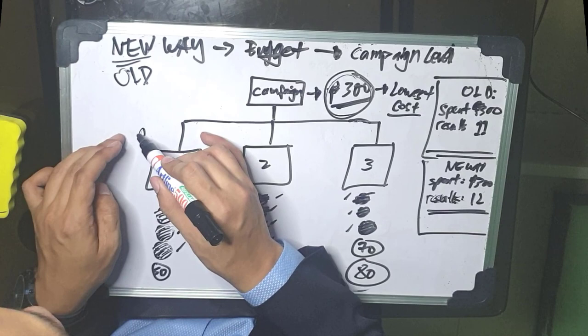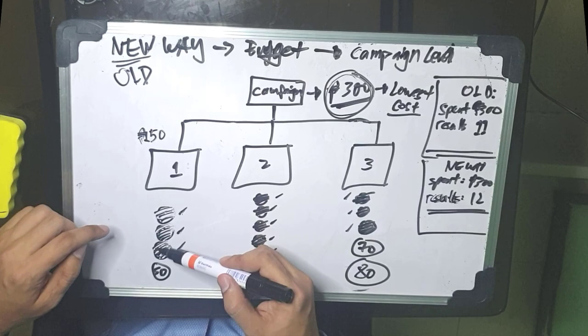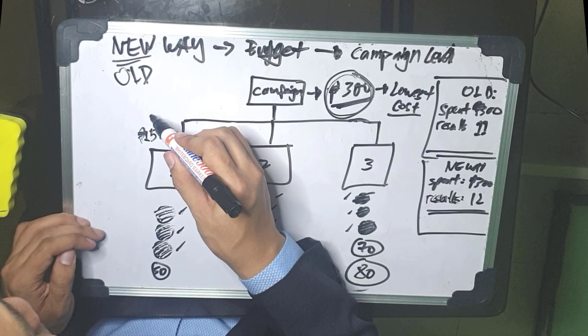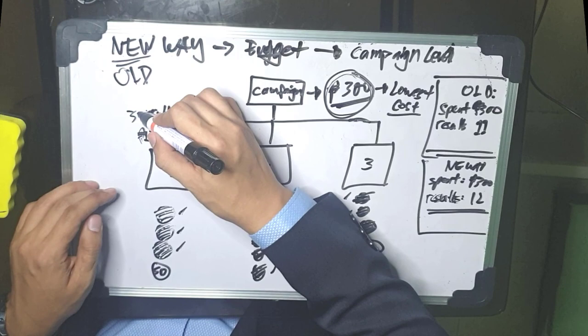Parang sa ad set 1, it's as if you spent 150 pesos and got 3 results. Kasi 50, 50, 50. So, you spent 150 and got 3 results. So, how much ang cost per result mo? How much is your cost per result? So, 150 divided by 3.